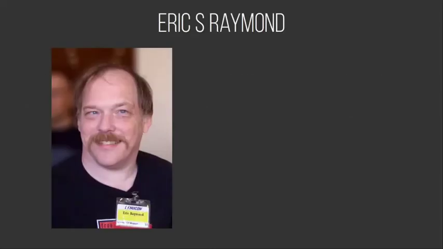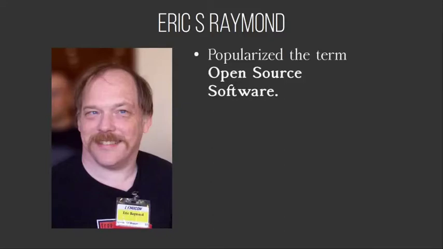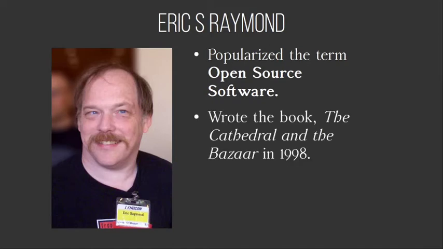The term open source software was first coined by this gentleman, Eric S. Raymond. In a Linux conference back in 1997, Raymond discussed the benefits of developing software out in the open and popularized the term open source software. He also followed up in 1998 with a book called The Cathedral and the Bazaar, which discussed the finer points of developing in the open and his own experiences with the SendMail client.